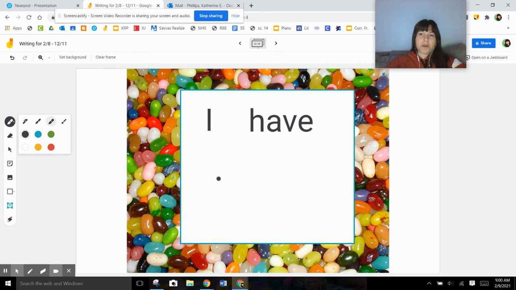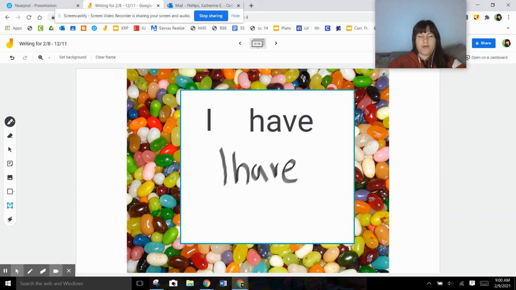Then I have. This one's probably the trickiest one today because you don't just take away one letter, you have to take away 2. So we're going to combine them because we're trying to make one word. So we squish I and have together. Then you're going to take away the H and the A. Not just one letter, but 2 letters, the H and A, and replace it with an apostrophe. Bring the I down and keep the V and the E. So instead of saying I have, you'd say I've.